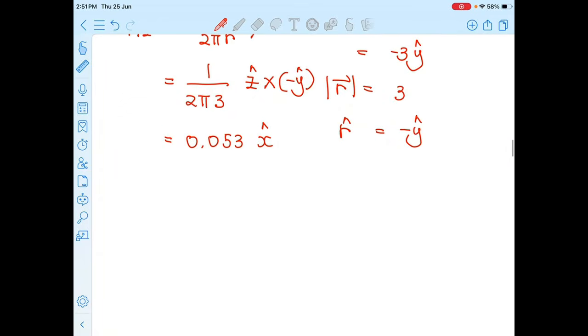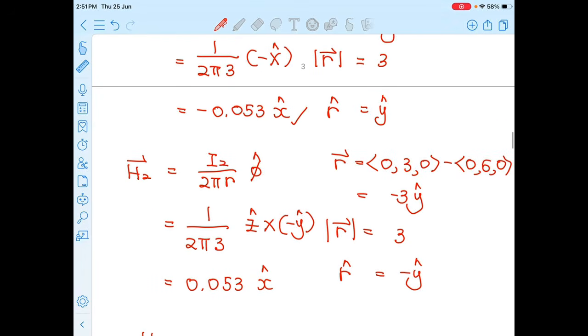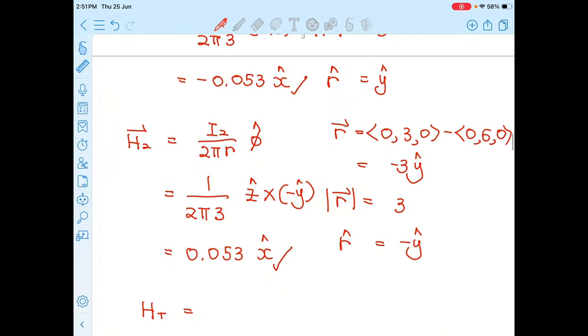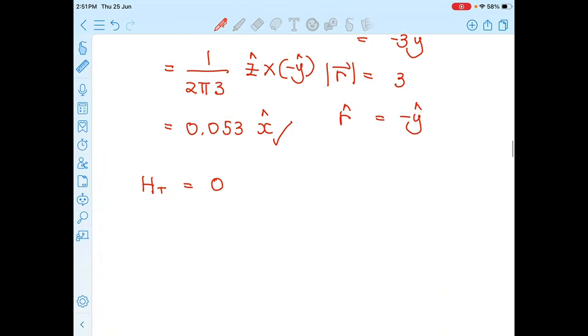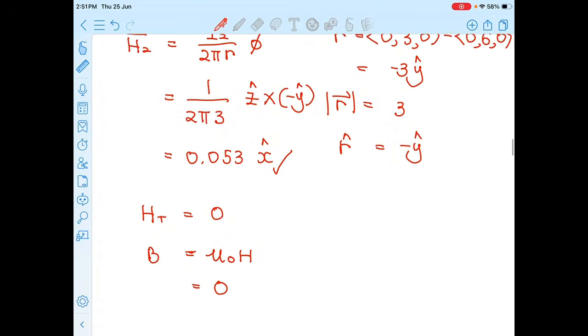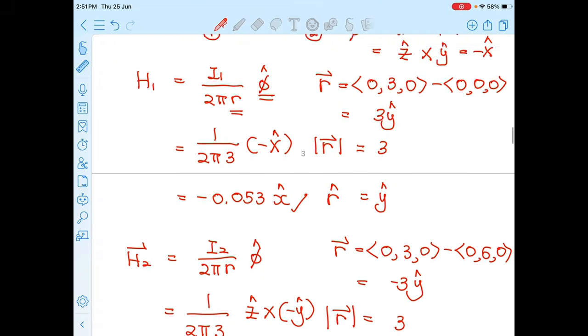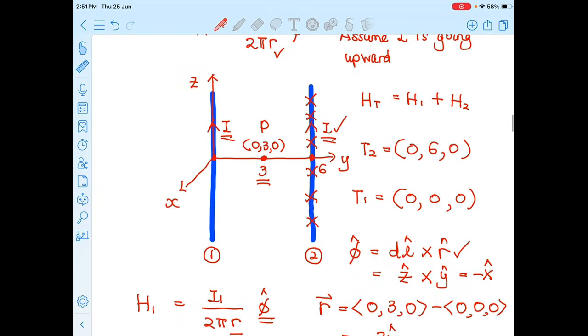Now let's define what is the H total. You can find it from this. Since they are in different directions, the H total is equal to 0. And the B, the magnetic flux density, is equal to mu naught multiplied with the H, so it is also equal to 0. So this is the total magnetic field at the center.